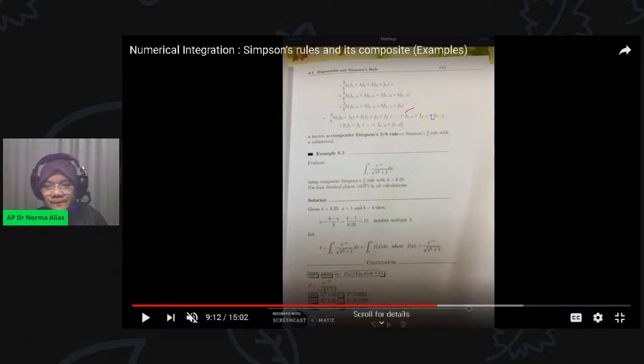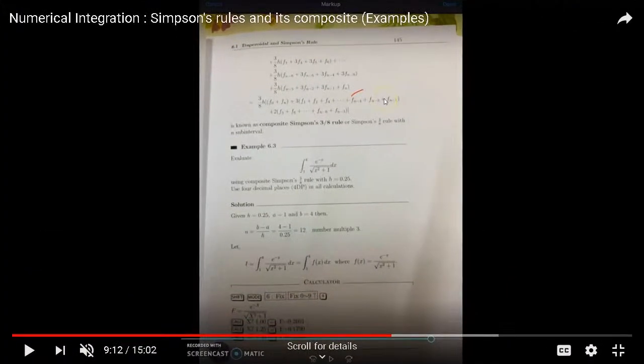Now let's refocus on our subject here. We want to solve the integral between 1 and 4 of exponent negative x over x squared plus 1, which is example 6.3.